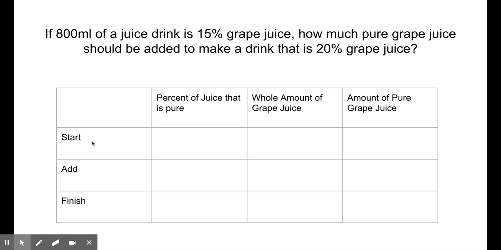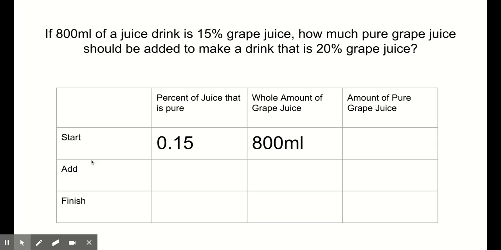So let's go. What do we do in this here? The percent of juice that we're starting off with is 15%. And we're going to write that as a decimal in here, as 15/100ths of this is pure grape juice. So 15% as a decimal is 15/100ths. All right. And how much of that grape juice is there? Well, there's 800 milliliters. So we add that in there.